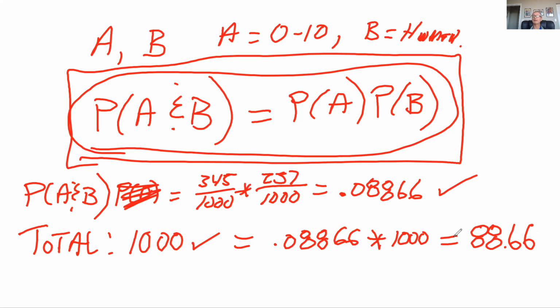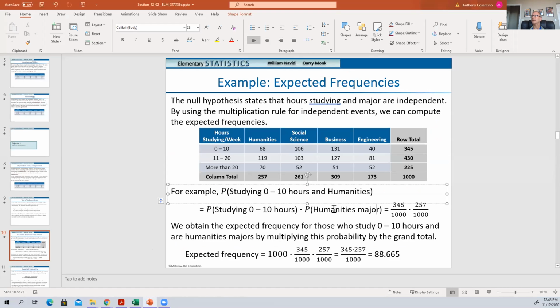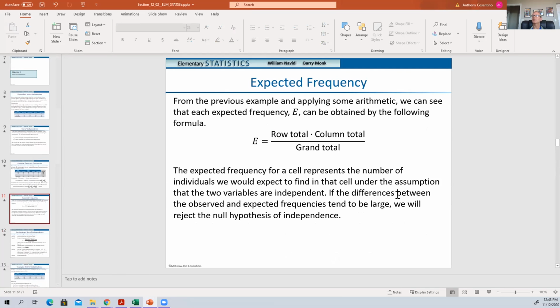And so the idea is that this is going to be the start of our test statistic. And if we go back to here we go. This is the expected value. They use the word frequency. And so we are going to give you a formula for the expected value. And it's the total for the rows times the total for the columns divided by the grand total of 1,000.